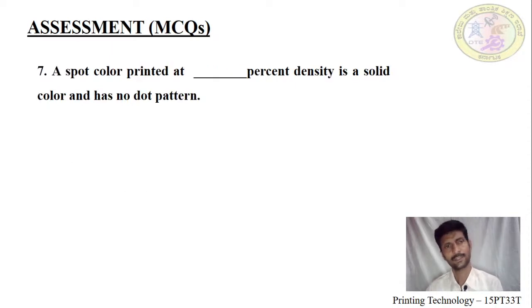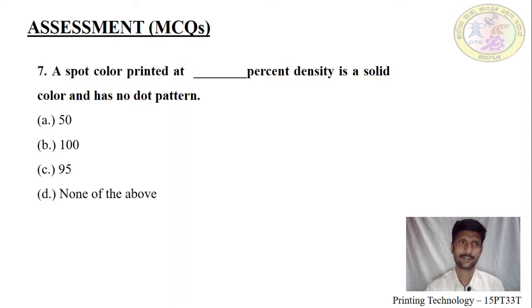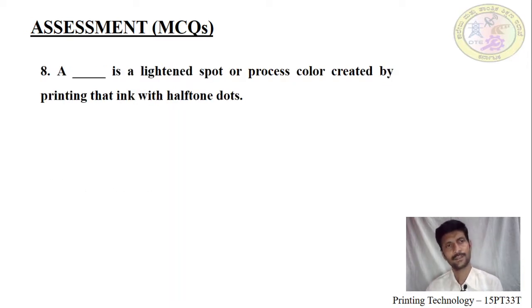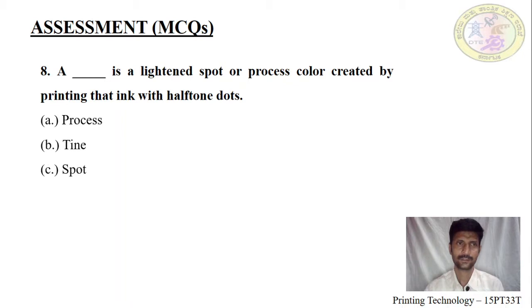Next question. A spot color printed at dash percent density is a solid color and has no dot pattern. I clearly told you that much percent. If it is reduced, then it can become a tint. 50, 100, 95, or none of the above? Next, a dash is a lightened spot or process color created by printing that ink with halftone dots. Process, tint, spot, tiny spot, or none of the above?